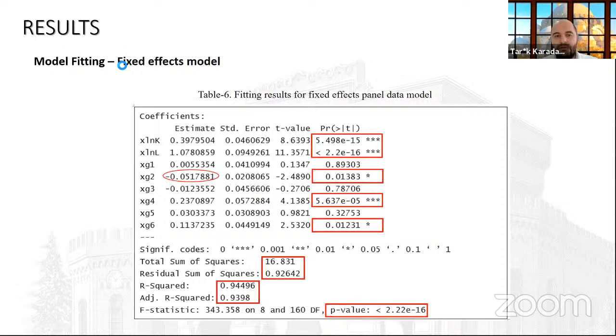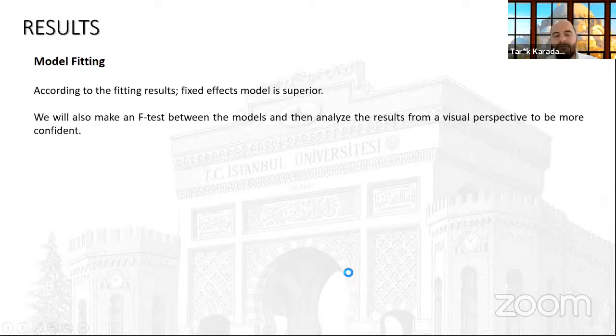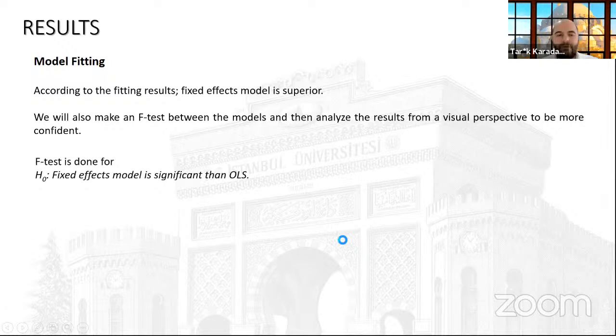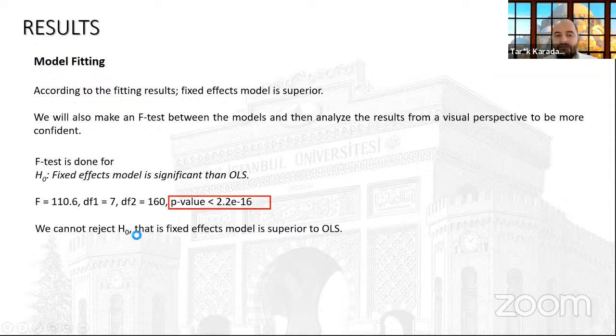So to compare these two models, two linear fittings, the fixed effect model seems to be superior to the classical model. But we will make an F-test to see it statistically. So we will test the models with the H0 hypothesis that the fixed effect model is not significant compared to the OLS model. This is the test result, sorry. And the p-value is very, very small. So we can easily say that the fixed effect model is superior to the classical model. So we will continue with the fixed effect model.